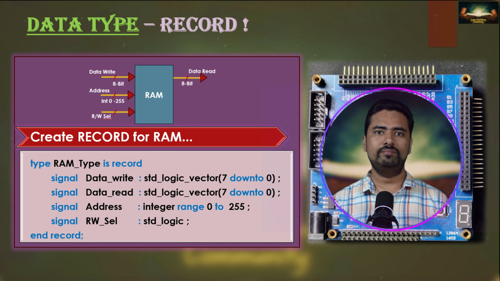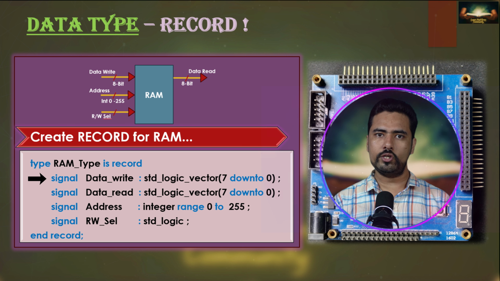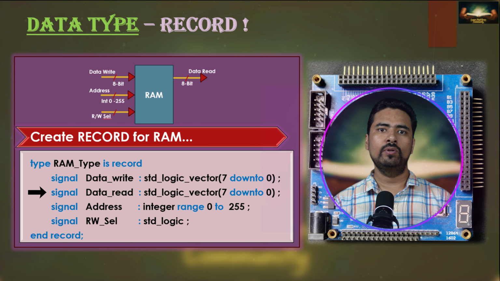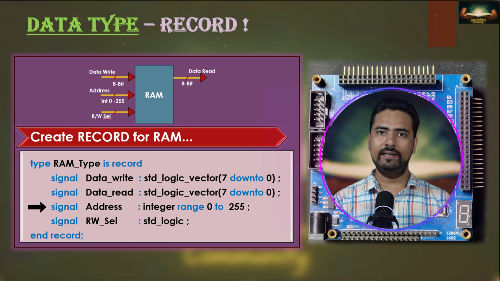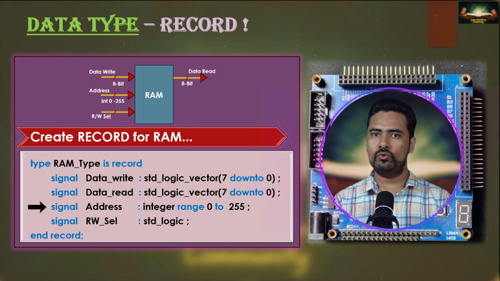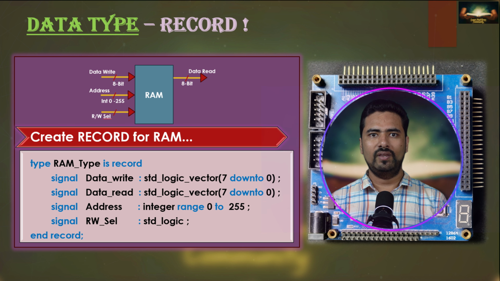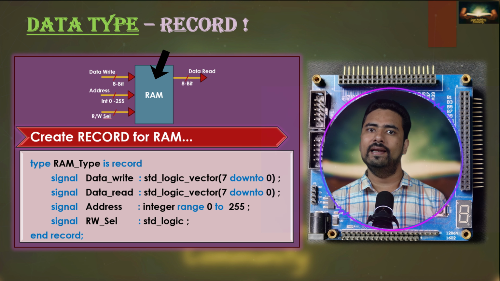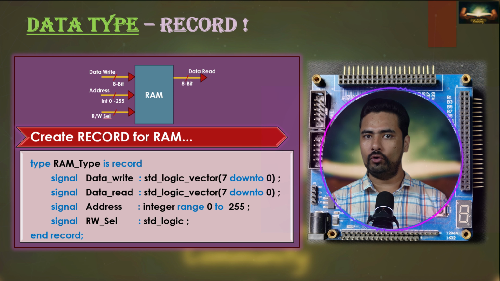Let's quickly understand this. The first signal is for writing the 8-bit data into the memory, so this is std_logic_vector 7 downto 0. Same, the second signal is for reading the 8-bit data, so this is again std_logic_vector 7 downto 0. Address is integer type with the range from 0 to 255. The rw_select signal is for selection, whether the memory is being used for reading the data or for writing the data. First of all, this is just a sample. An actual RAM would also require more pins like chip select, clock signals, etc. So you can configure whatever is needed for your project.